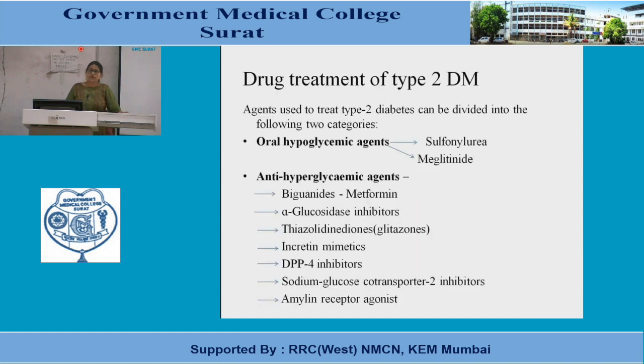So here we come to the drug treatments for type 2 diabetes mellitus. We have 2 broad groups of agents used to treat type 2 diabetes mellitus. One group is the oral hypoglycemic agents, meaning these drugs are given by oral route and they produce a decrease in the glucose level, making them hypoglycemic agents. The drugs under this category are sulfonylureas and meglitinides.